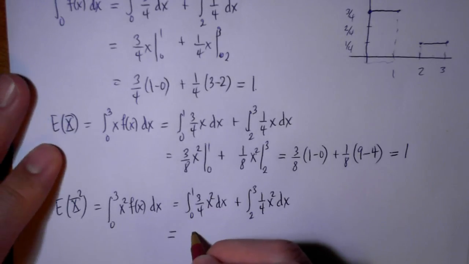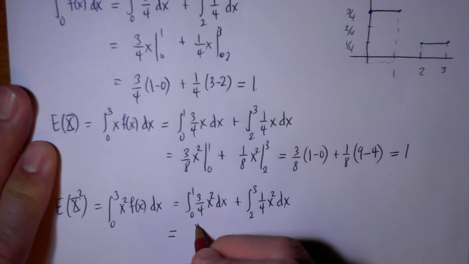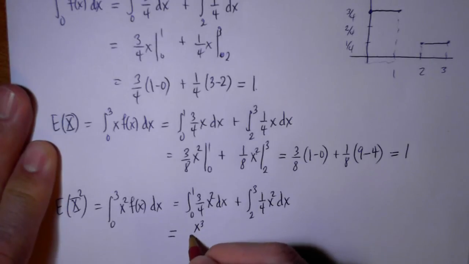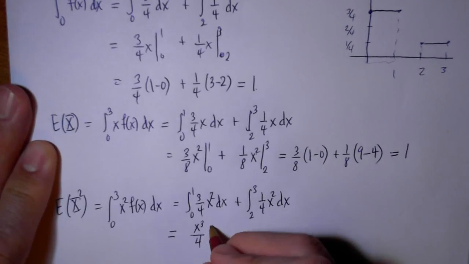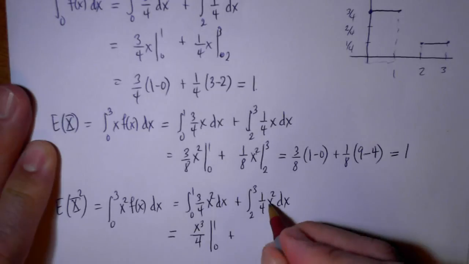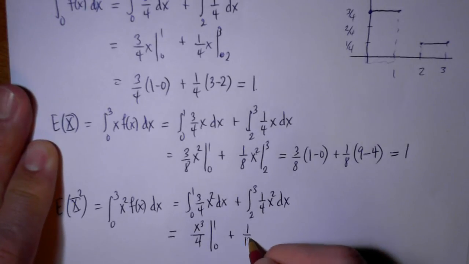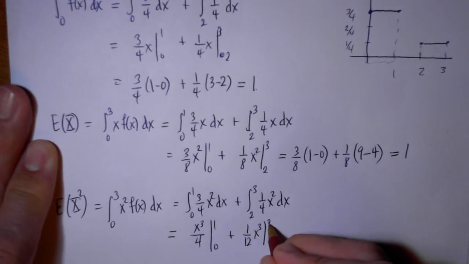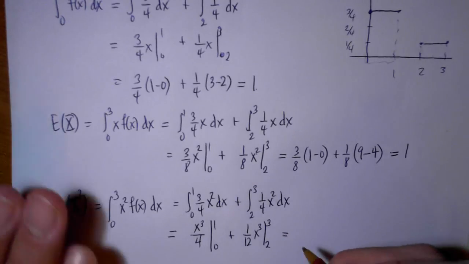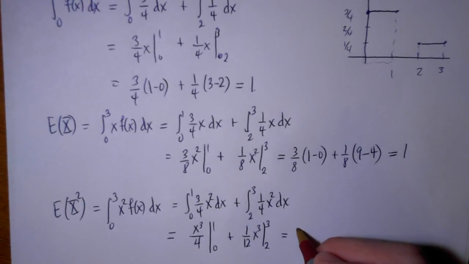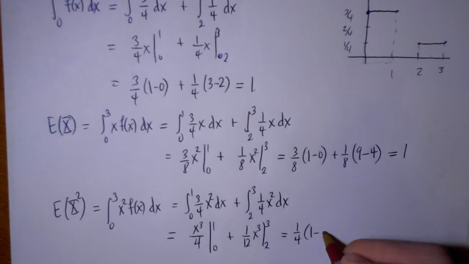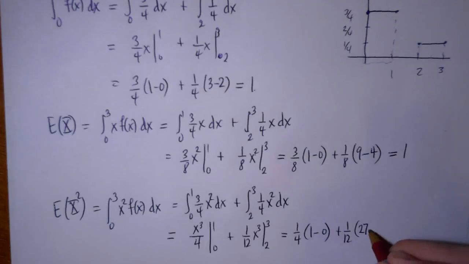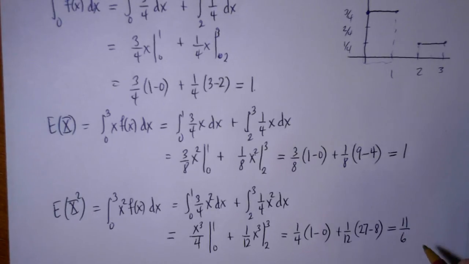So integrating, we get that this is x cubed over 3 times 3/4, that is 1/4 x cubed, from 0 to 1. And this one is 1/12 x cubed from 2 to 3. So this works out to be 1/4 times 1 minus 0 plus 1/12 times 3 cubed minus 2 cubed. And if I did the arithmetic correctly, I believe this is equal to 11 over 6.